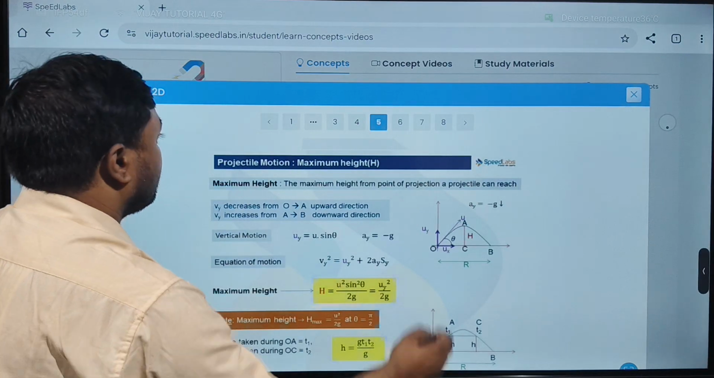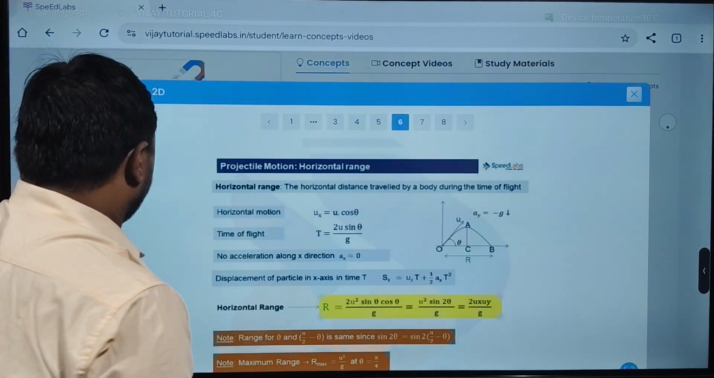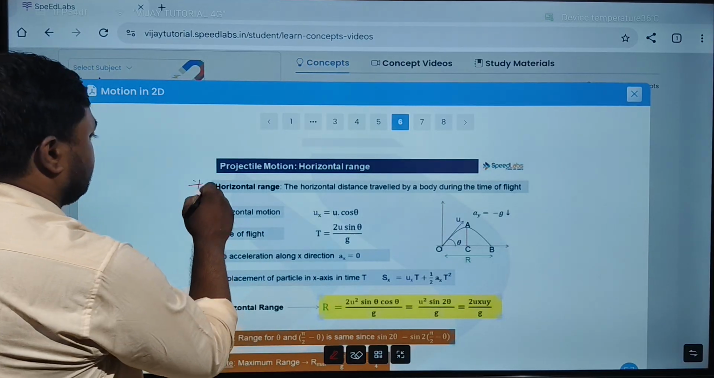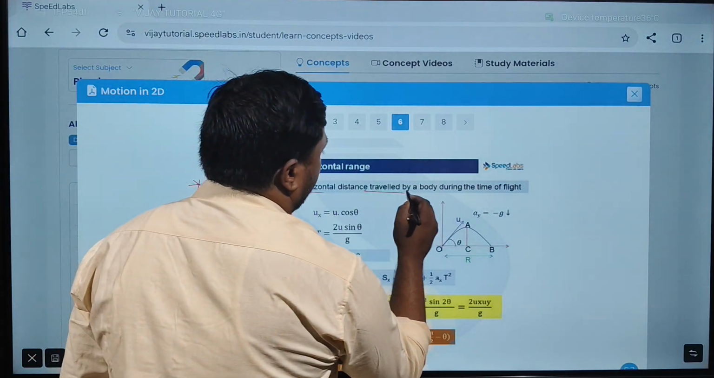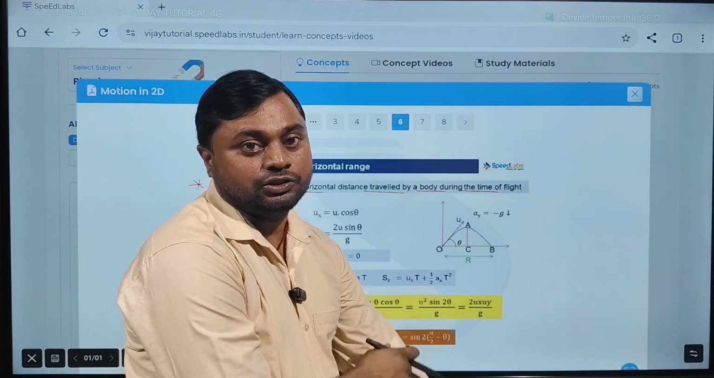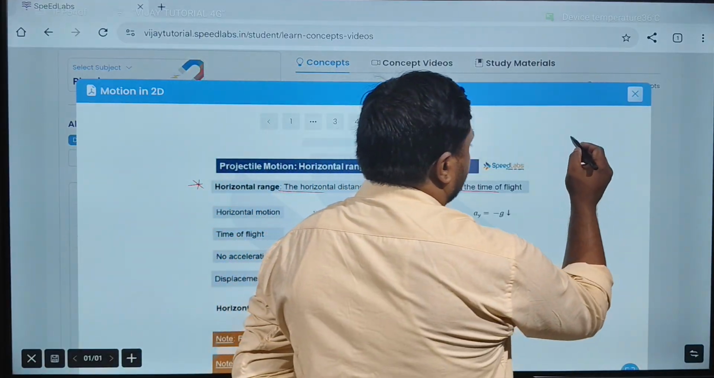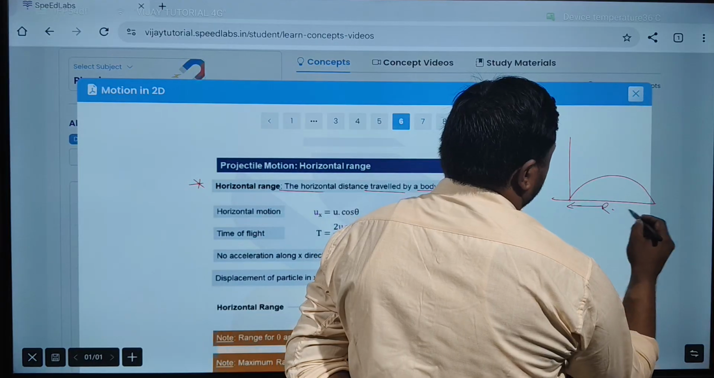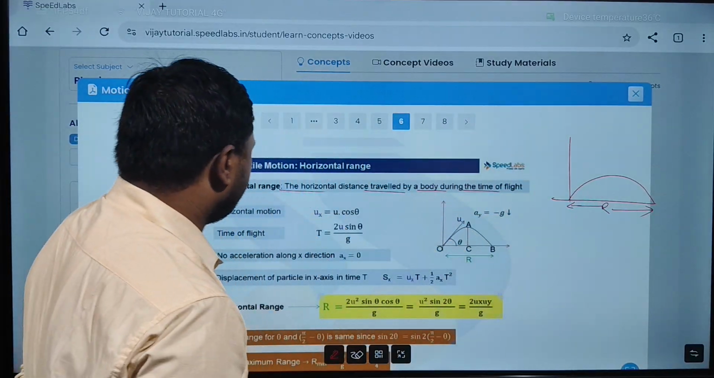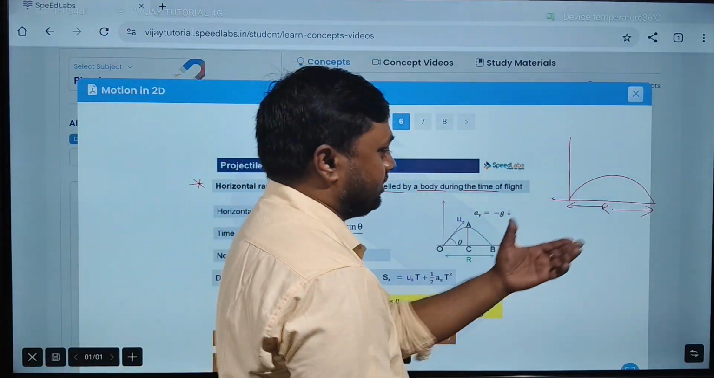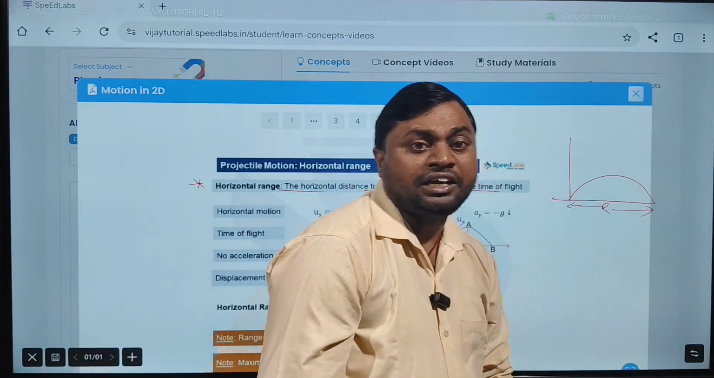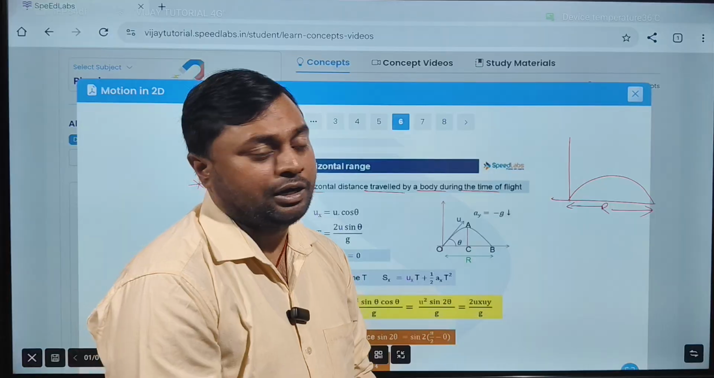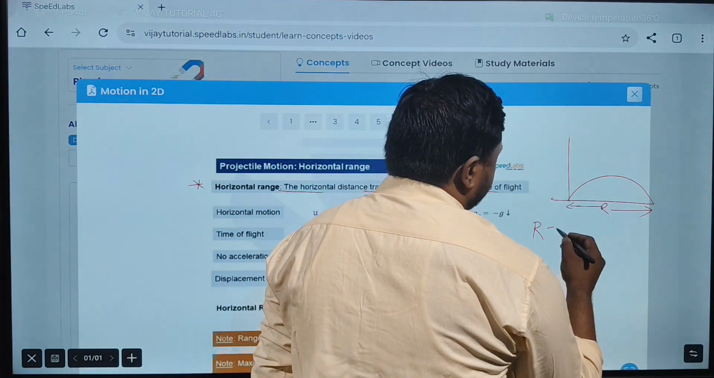Now let's talk about the horizontal range of the projectile. Try to understand horizontal range. The horizontal distance covered by the body during the time of flight is called the horizontal range. This distance you can see, this is the horizontal range. R is achieved due to which component of velocity? Due to the horizontal component of velocity. So can we write R is equal to what?